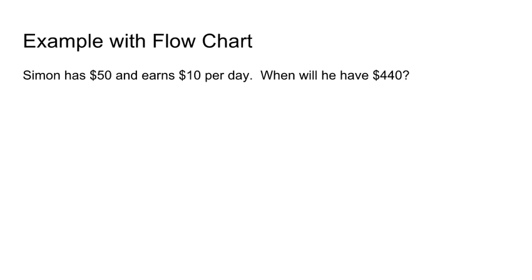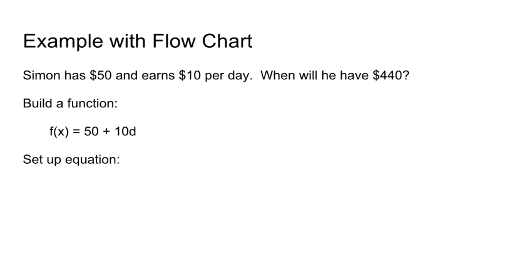Simon has $50 and earns $10 per day. When will he have $440? This is a pretty simple one, but let's just see what it looks like. First you would need to build the function, and when you build the function, you would find that f of x, f of d, equals 50 plus 10d.